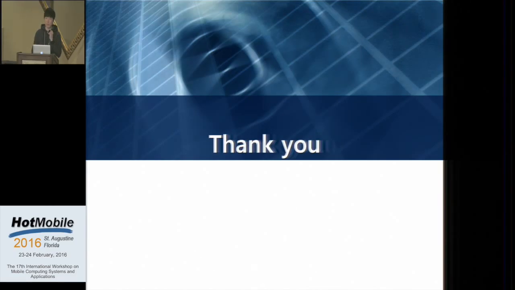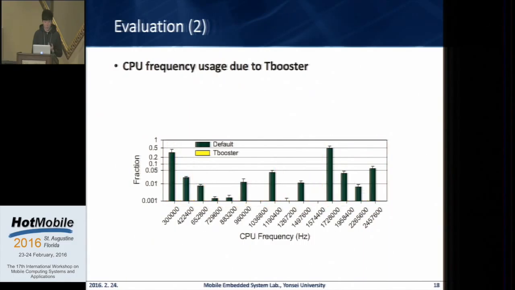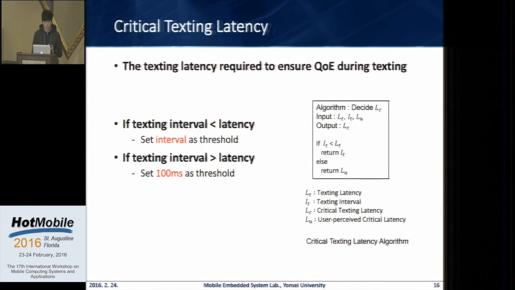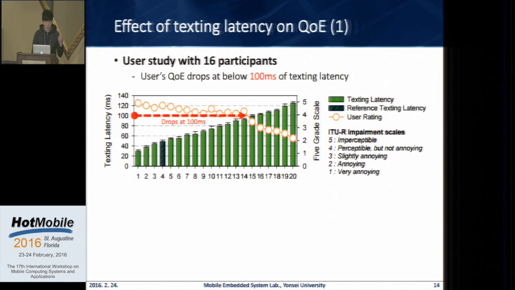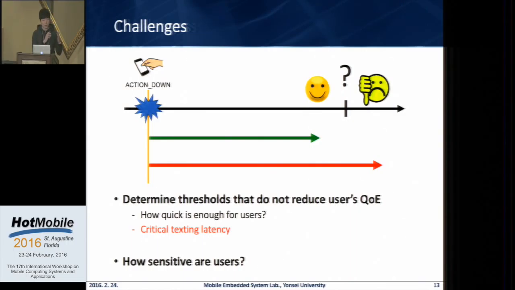That is because the main challenges are the texting latency: how quick is enough for users, and how sensitive are users. So you have to find the endpoint of interaction.